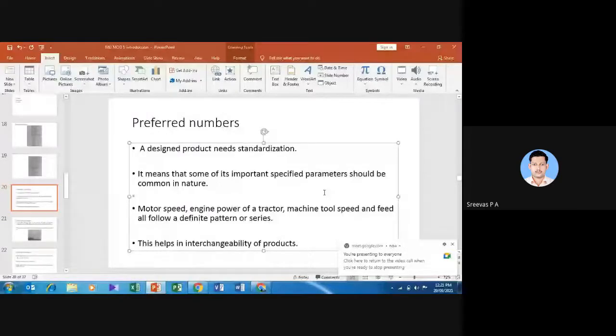Okay. So in the previous session, we have gone through the introduction of machine design as well as various classification of design of machine elements, and the types of machine design we have discussed in the previous class.